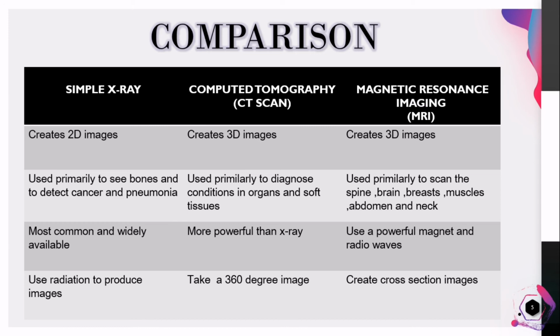The advantage of CT scan is that it is more powerful than X-ray, while simple X-ray is the most common and widely available. The advantage of MRI is that it uses a powerful magnet and radio waves. CT scan takes a 360-degree image, while simple X-ray uses radiation to produce images and MRI creates cross-section images.